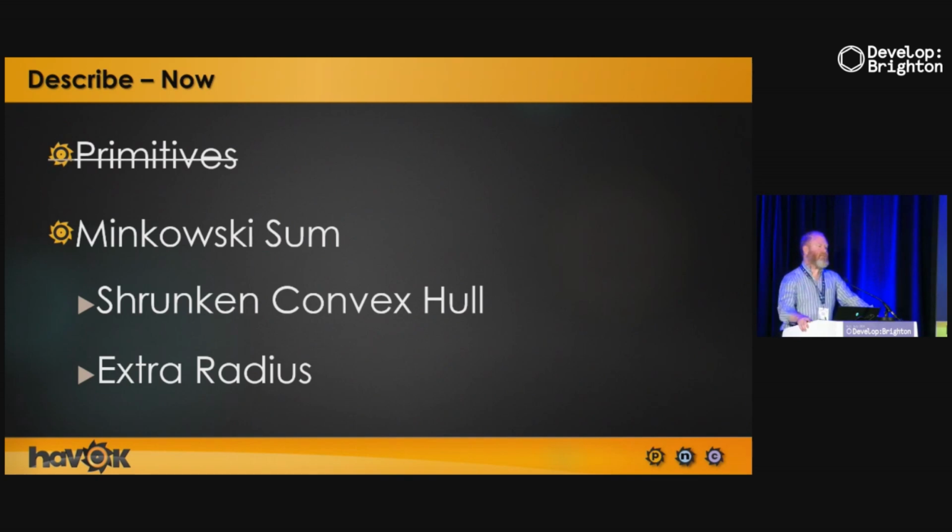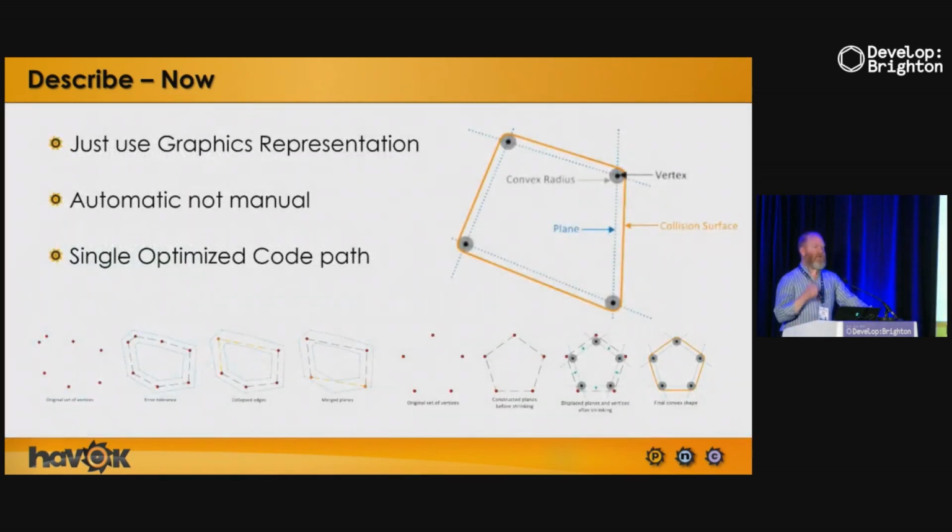That lets us get numerical tolerances, and it's much cleaner, especially in a stacking scenario. But it also means that we can have one single optimized code path rather than multiple code paths. It can all be automatic, so we're automatically shrinking, we're automatically simplifying, we're automatically creating these final collision surfaces that correlate precisely with the graphical representation that we're giving.